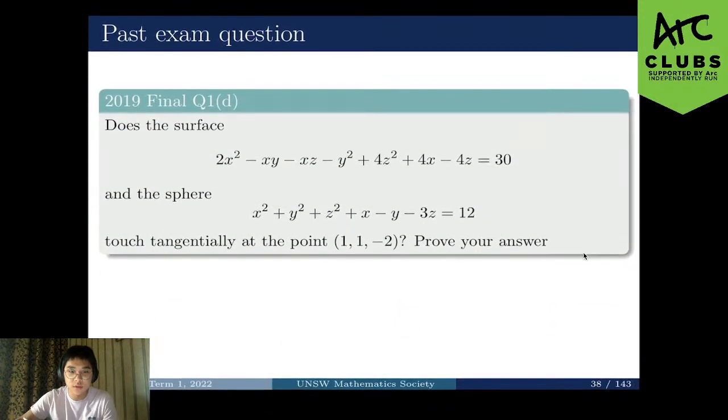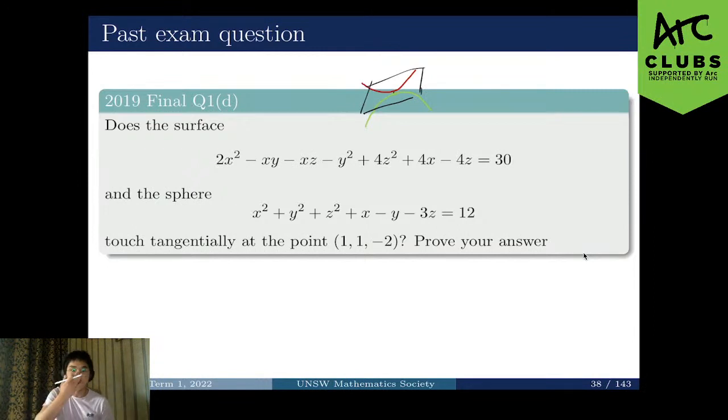Okay, so let's apply these results to an exam question. Does the surface, so that's the first surface, and this sphere touch tangentially at a point? And prove your answer, okay? So we have a surface and a sphere touching at this point. And what the question is asking is, do they touch tangentially? So essentially at the point where they touch, do they share the same tangent plane?